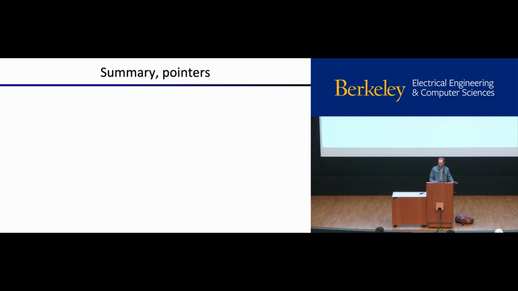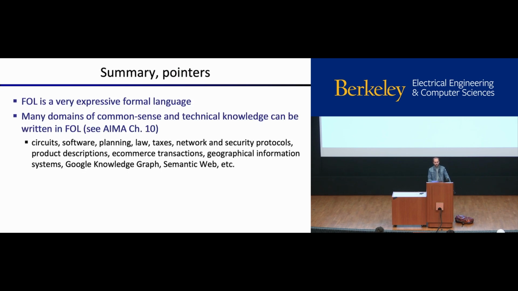So, summarizing, first order logic is a very expressive formal language. There are many domains of common sense and technical knowledge where we can write what we know into first order logic in a fully formal way. And that means we can automate deduction from those facts. So circuits, software, planning, law, taxes, network and security protocols, product descriptions, e-commerce transactions, geographical information systems, Google Knowledge Graph, semantic web, to name a few, are systems where we can encode relevant knowledge in first order logic, and we can have systems that follow the things that we know to their logical conclusions without our help.